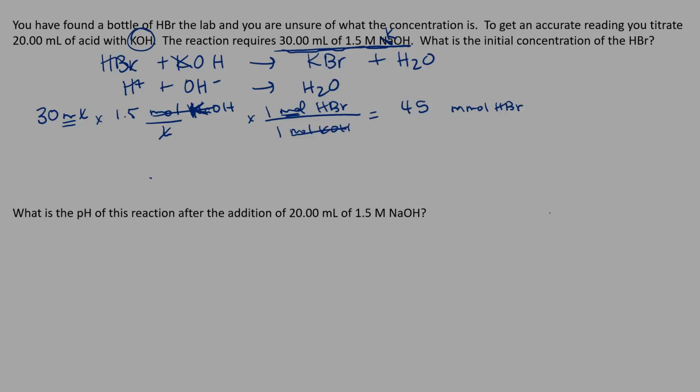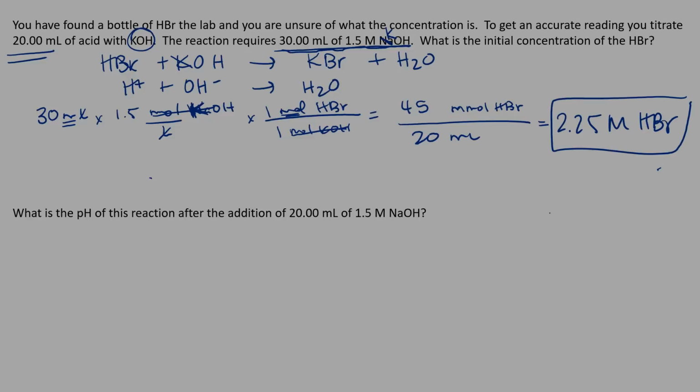And now that we have millimoles, we can just divide by the milliliters, right? And the milliliters was 20. And so my concentration is 2.25. All right, and then what is the pH of this reaction after the addition of 20 milliliters?